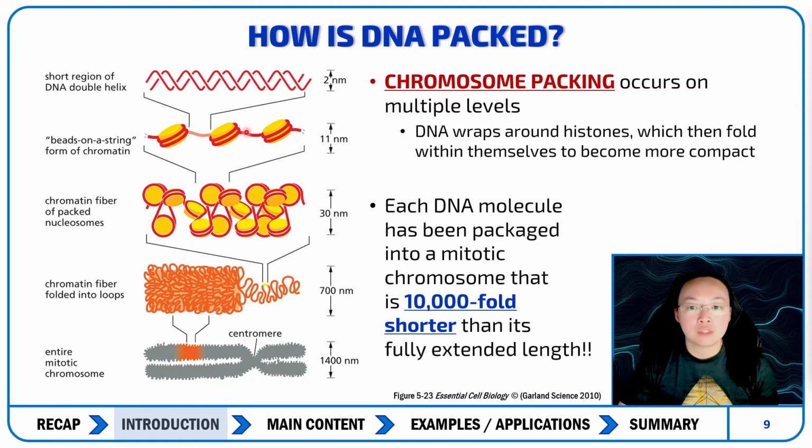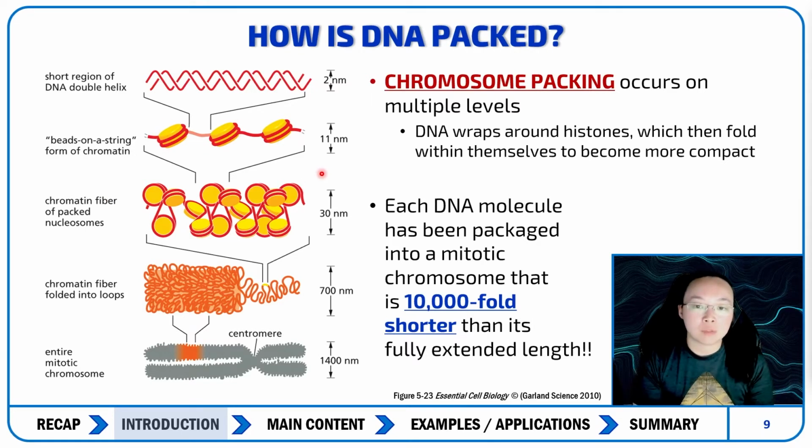So you have a bunch of these histones. You have DNA winding itself along many of these histones, creating basically a beads-on-a-string formation. And this is then going to wind or condense into something like this. So it's going to wind itself, and this creates a chromatin fiber of packed nucleosomes. Each one of these beads is called a nucleosome.